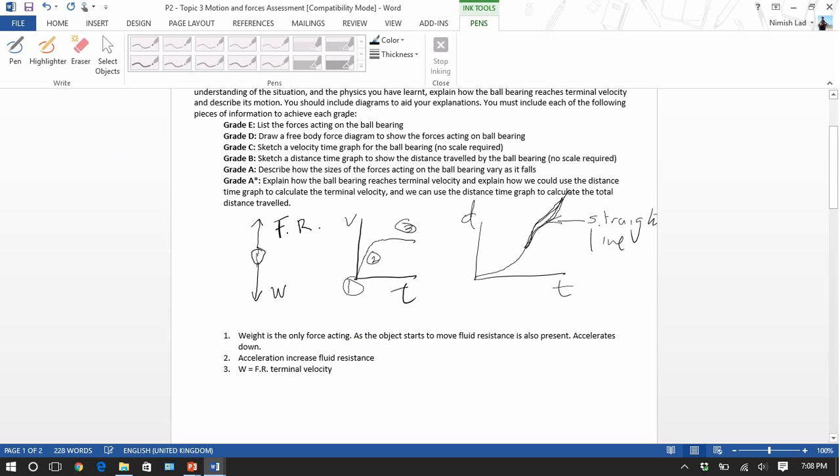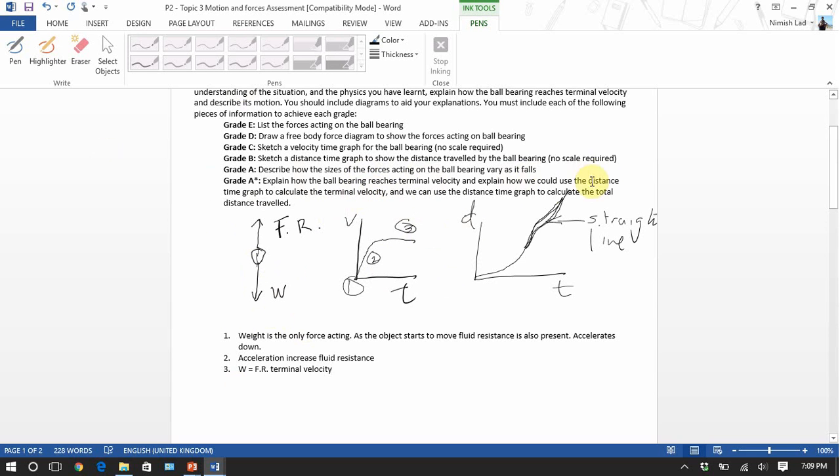So if we're describing how the sizes of the forces vary, weight stays the same, but fluid resistance or air resistance increases. Next, explain how the ball bearing reaches terminal velocity. So that's what we've done over here.